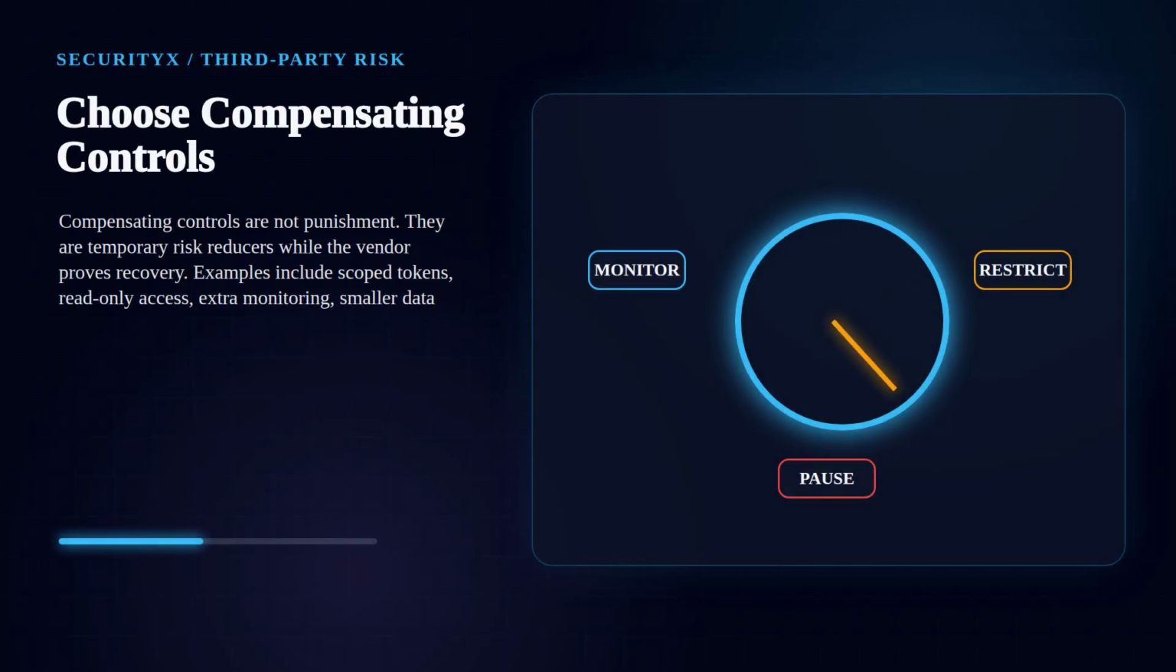Compensating controls are not punishment. They are temporary risk reducers while the vendor proves recovery. Examples include scoped tokens, read-only access, extra monitoring, smaller data sets, manual approvals, or a temporary integration pause.